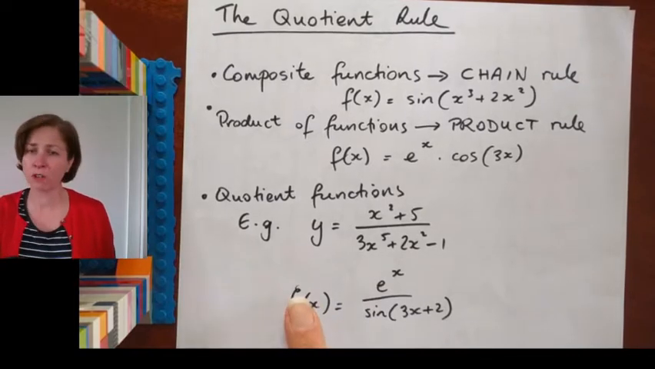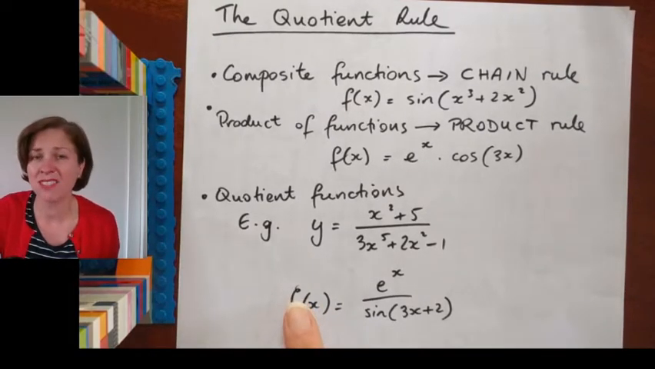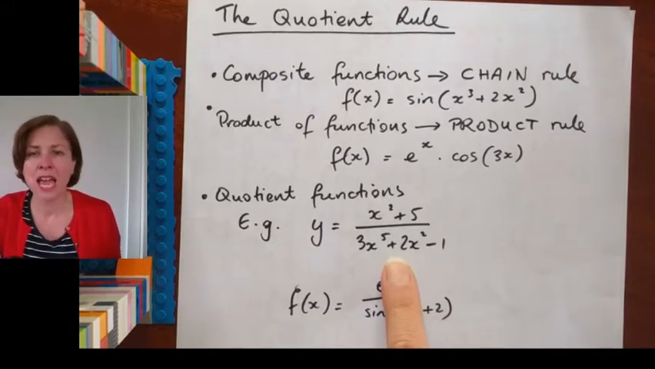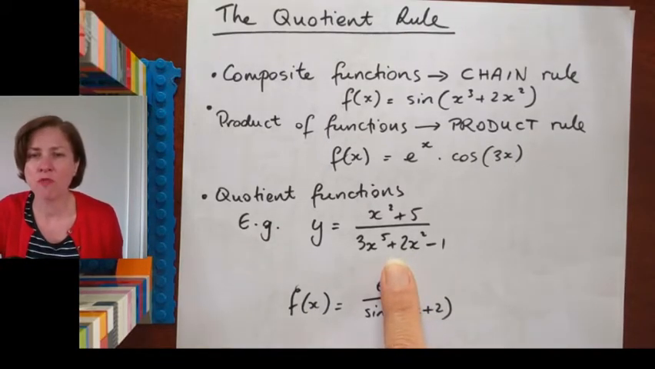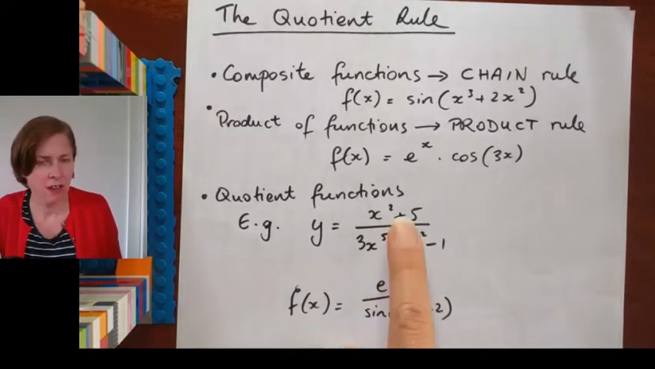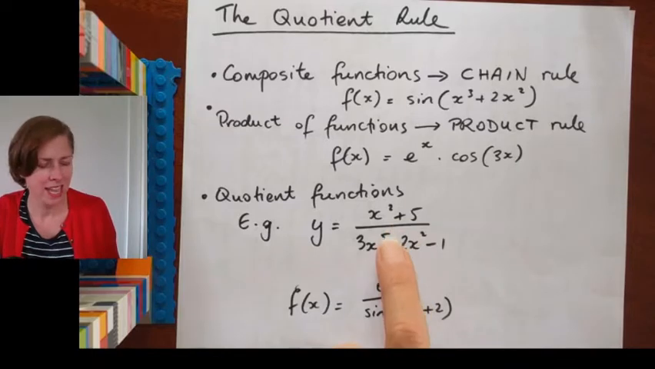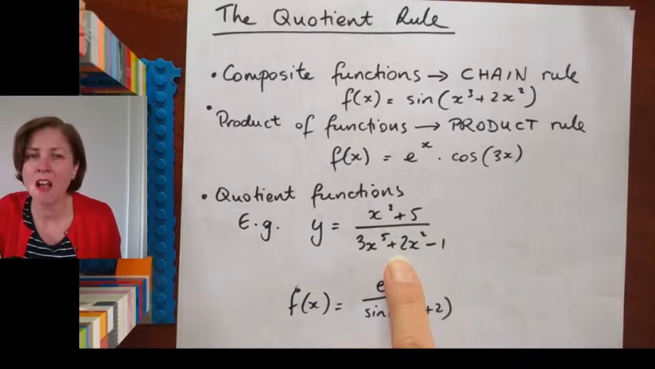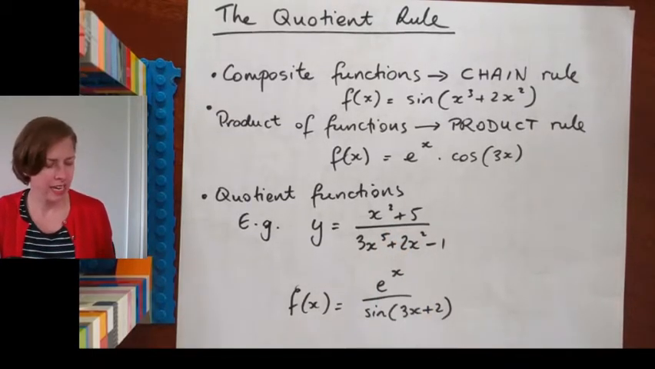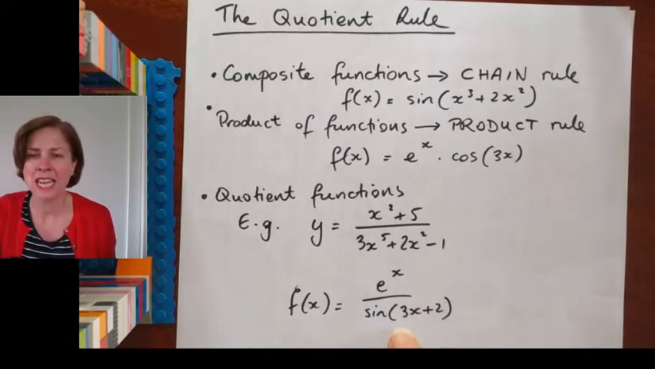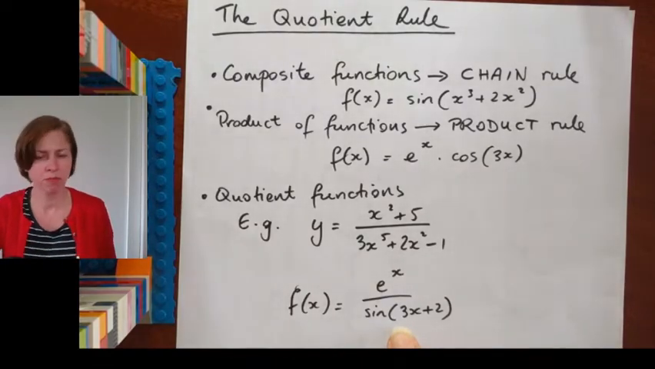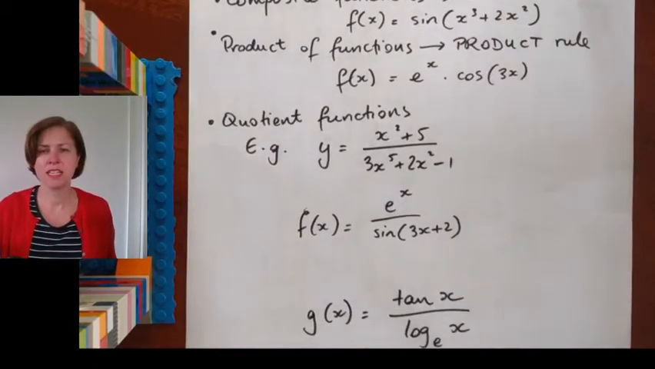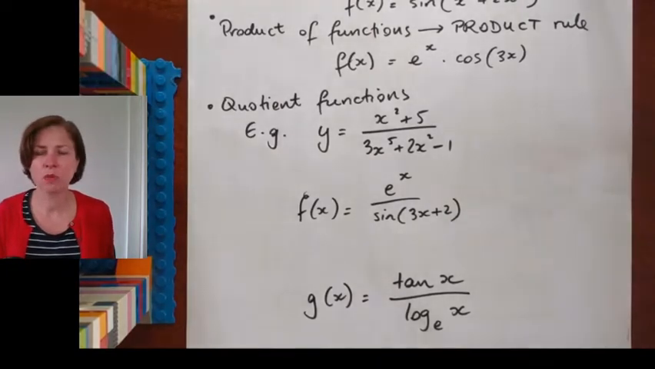The quotient rule is for functions which are quotients, which is another way of saying fractions. Here's an example. x squared plus 5 over 3x to the power of 5 plus 2x squared minus 1. So I clearly have one function in the numerator, a different function in the denominator. I can use the quotient rule here. Here's another example. f of x equals e to the power of x over sine of 3x plus 2. And here's a third example. g of x equals tan x over log base e of x.